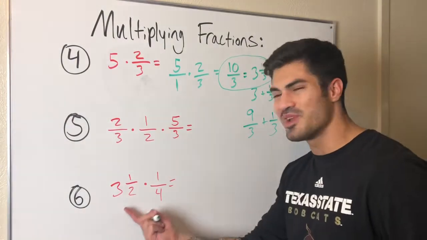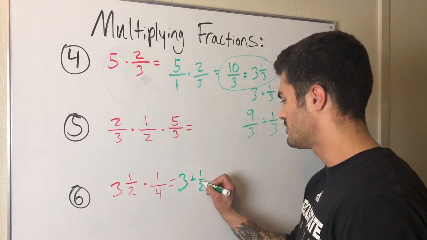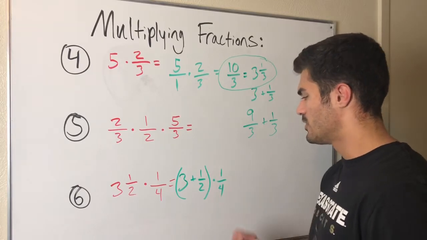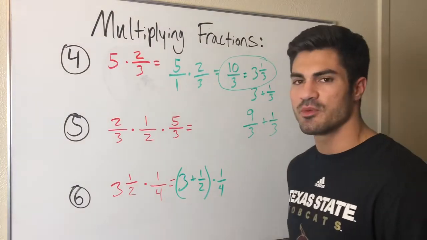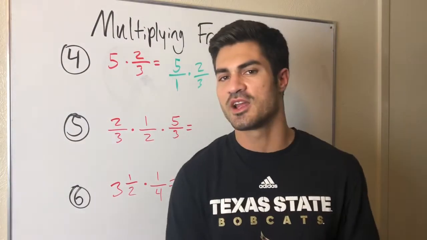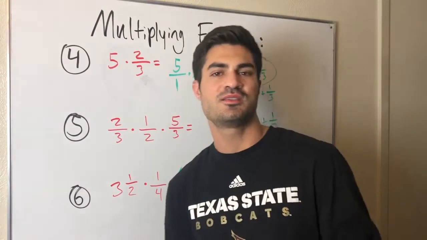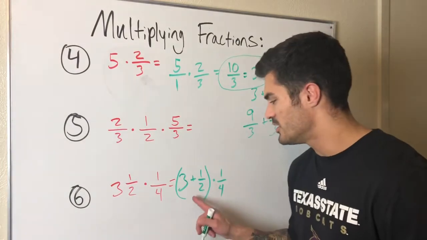What did we say? We said 3 and 1/2 is like writing 3 plus 1/2, right? But this whole thing is being multiplied by 1/4. So we have to rewrite this as a fraction, and we use this exact same process of adding fractions where we find a common denominator. And if you don't know what that means, then I have another video on it you can click on. But we have to find a common denominator so we can add these.